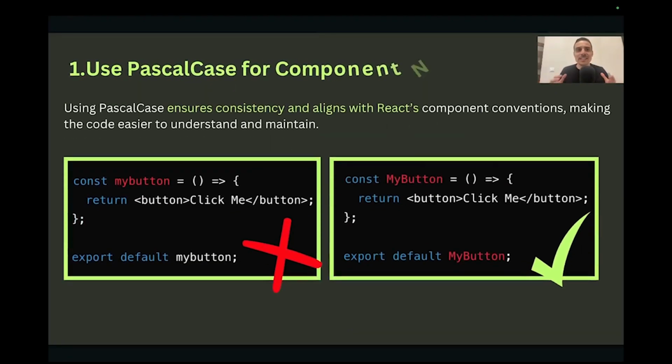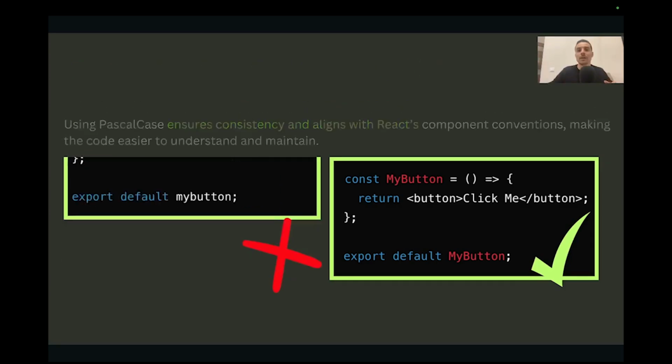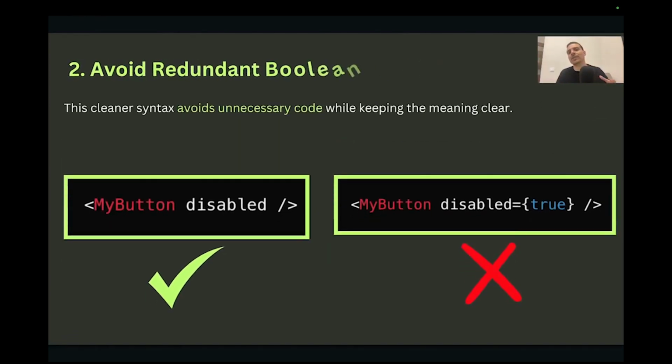Number 1 in the list is using Pascal Case for component names. Pascal Case ensures consistency and aligns with React's component conventions, making the code easier to understand and maintain. So use Pascal Case for component names. Number 2 in the list is avoiding redundant boolean props. This is important because it avoids unnecessary code while keeping the meaning clear.